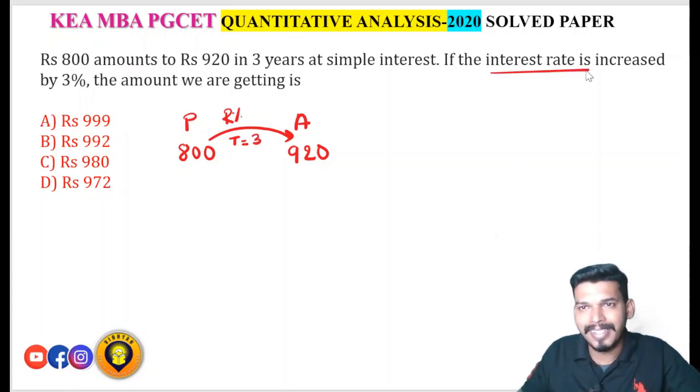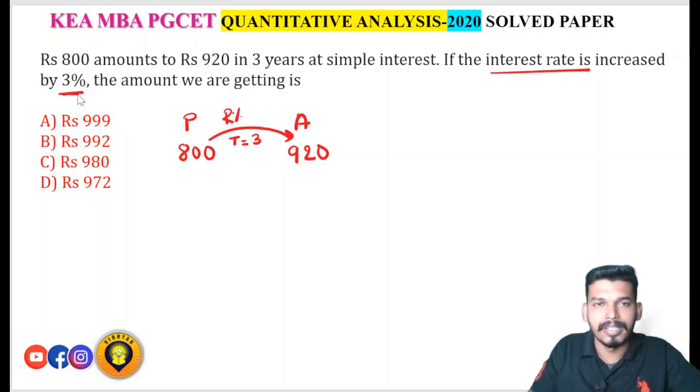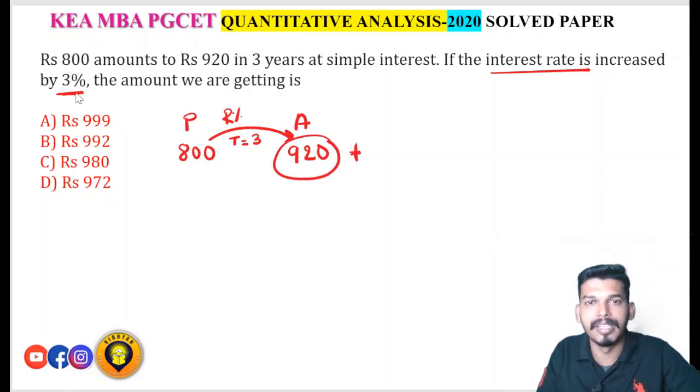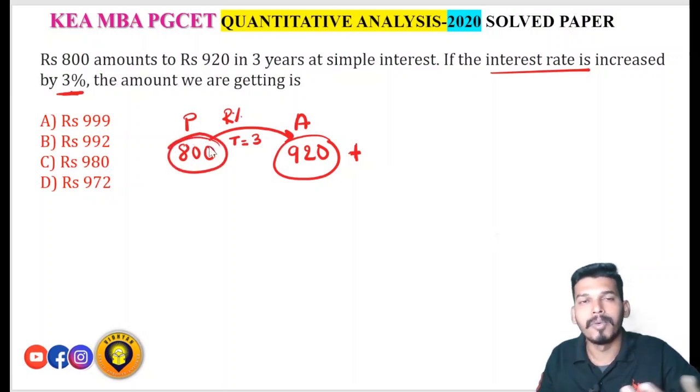If the interest rate is increased by 3%, then what is the amount we are getting after 3 years? If the interest rate is increased by 3%, the final amount will be more than 920 because the interest is higher. The interest is calculated on the principal amount, whatever amount we take initially, that is called the principal.